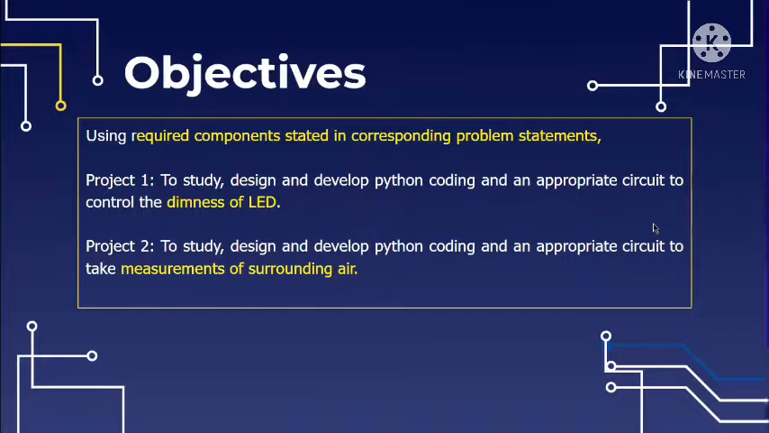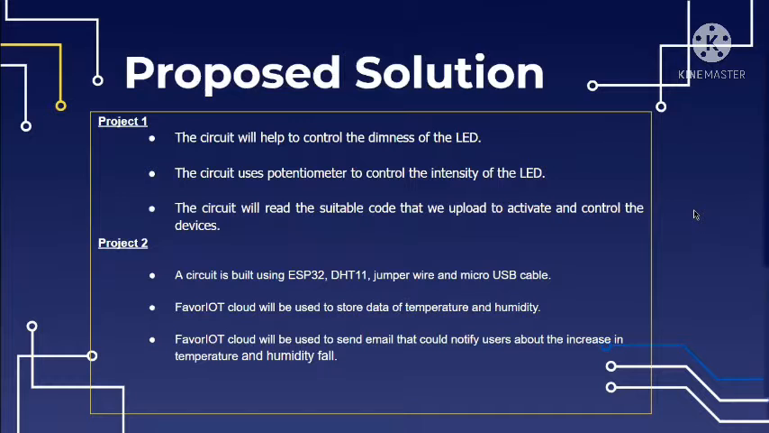Yes. Using required components stated in the corresponding problem statement, Project 1 is to study, design, and develop Python coding and an appropriate circuit to control the dimness of LED, whereas Project 2 is to study, design, and develop Python coding and an appropriate circuit to take measurement of surrounding air. Here comes the proposed solution. Next slide, please. Project 1.